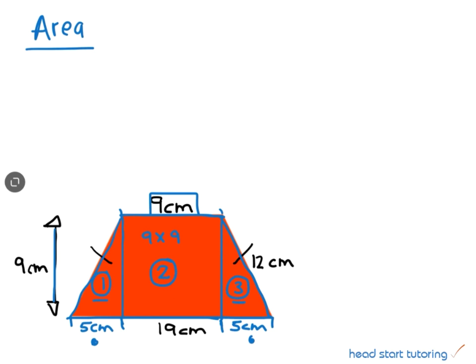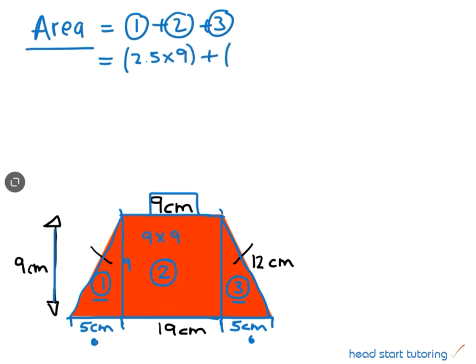So the area of this trapezium, we need to add shape 1, shape 2, and shape 3 together. So shape 1 will be equal to, because that's 9 there, shape 1 will be equal to half the base times the height, which is half the base is half of 5, which is 2.5, multiplied by 9, which is our height. And then we plus 9 times 9, because those are the dimensions of our shape 2. And then we plus again 2.5 multiplied by 9, because that would be the area of shape 3.